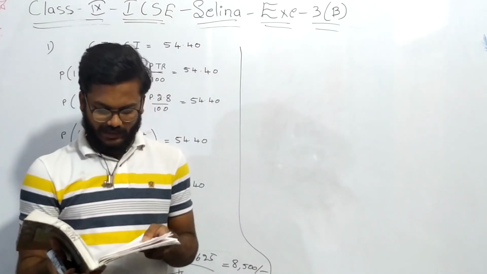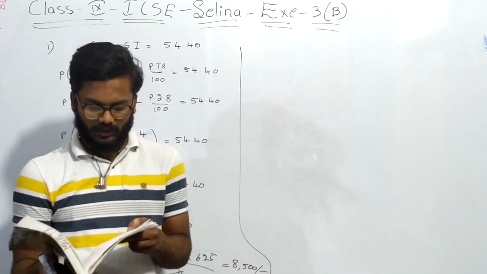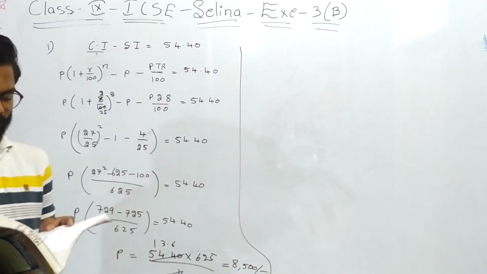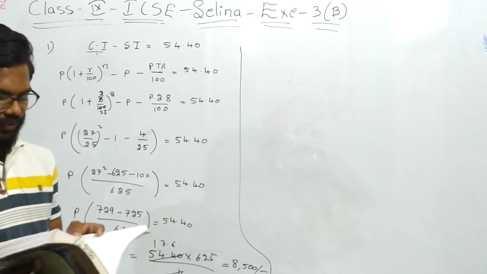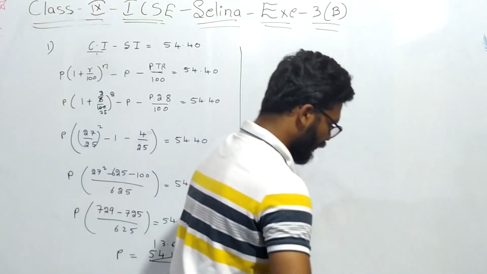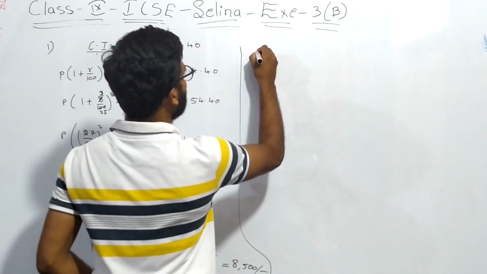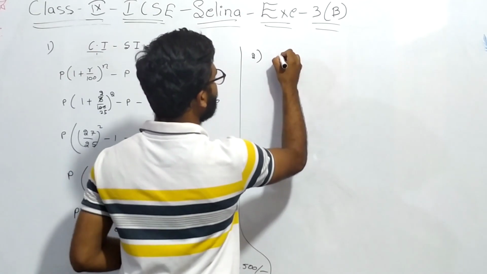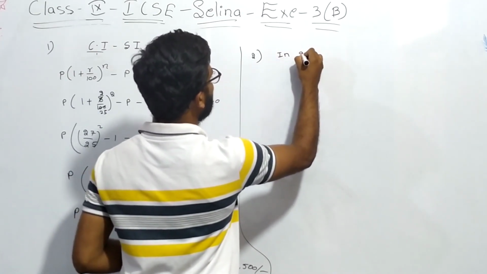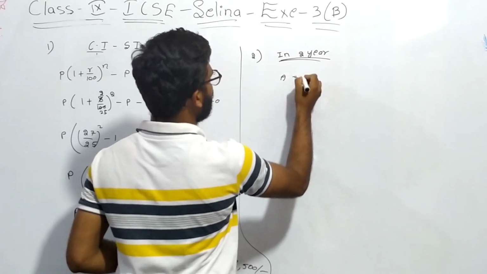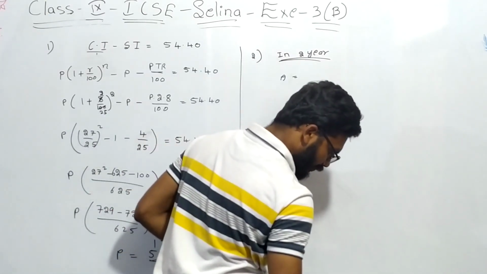A sum of money invested at compound interest amounts to 19,360 in 2 years and 23,425.60 in 4 years. Find the rate percent and the original sum of money. See here, what they are asking: we don't know the sum and the rate. So P and R, let it be like that. So in 2 years, what they gave, the amount is equal to, how much they gave?